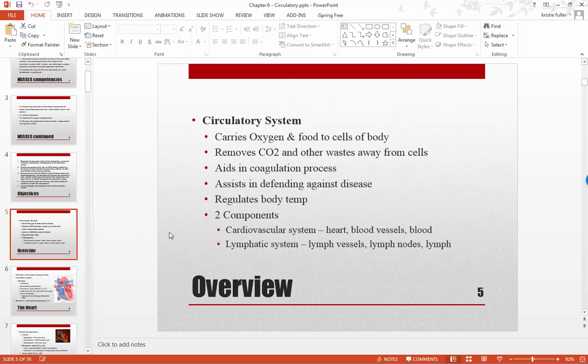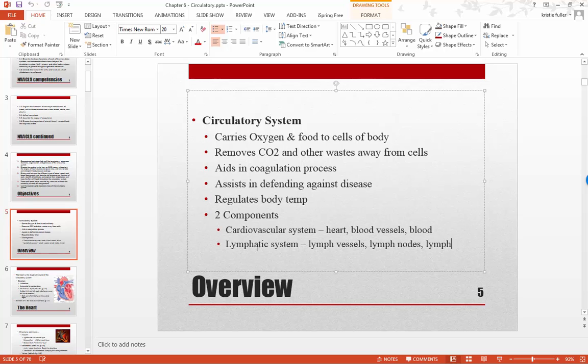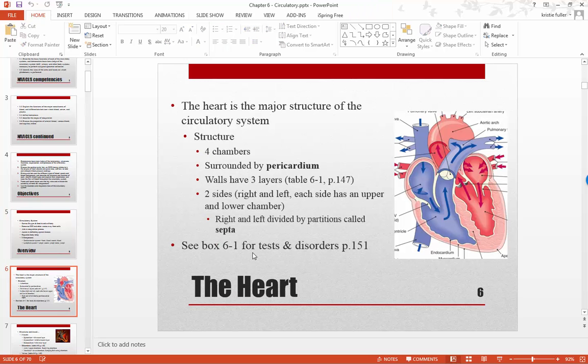So basically the purpose of the circulatory system is to help carry oxygen and food to all the cells of the body, and also pick up all the waste and carbon dioxide and bring it away from the cells and deliver it to whatever waste area it needs to go to. The circulatory system is responsible for the coagulation process. It's also responsible for helping defend against disease and helping regulate body temperature, and it's made up of two parts, the cardiovascular system and the lymphatic system. That's usually the one that most people are unaware of, that is part of the circulatory system.